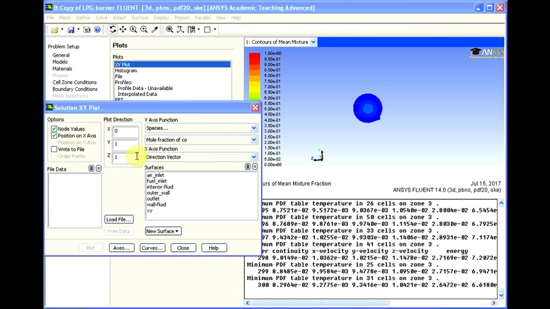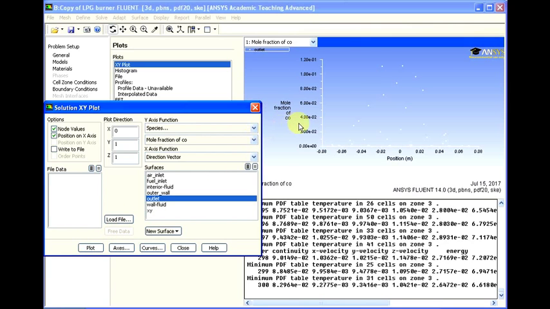Okay, we can plot CO concentration, outlet plot. Okay, we can see the concentration is near the center. By the boundaries it drops significantly. We can also write down this data to a file, then open it with Excel.